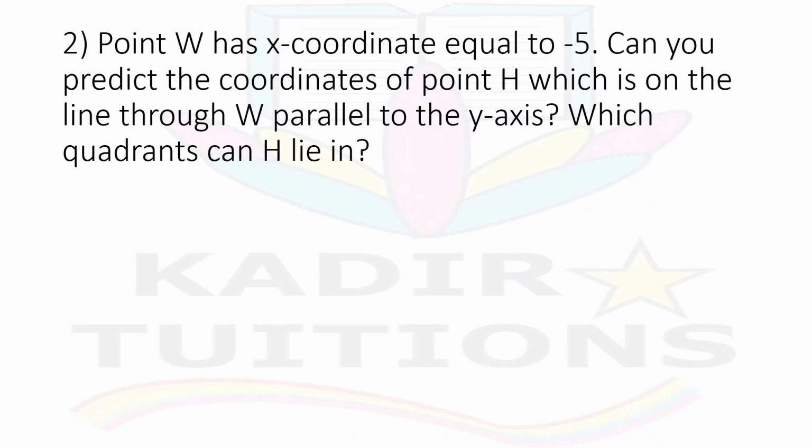Our second question is, point W has x coordinate equal to -5. Can you predict the coordinates of point H, which is on the line through W parallel to the y-axis? So the point H lies on a line, and that line is drawn through W and is also parallel to the y-axis.